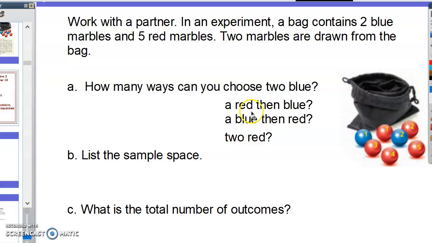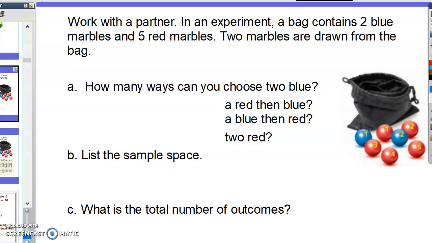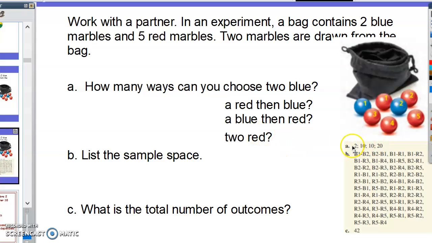So how many ways can you choose 2 marbles? How many ways can you choose a red and then a blue marble? How many ways can you choose a blue and then a red marble? And how many ways can you choose 2 red marbles? So we usually start out with listing the sample space, and then we want to figure out the total number of outcomes.